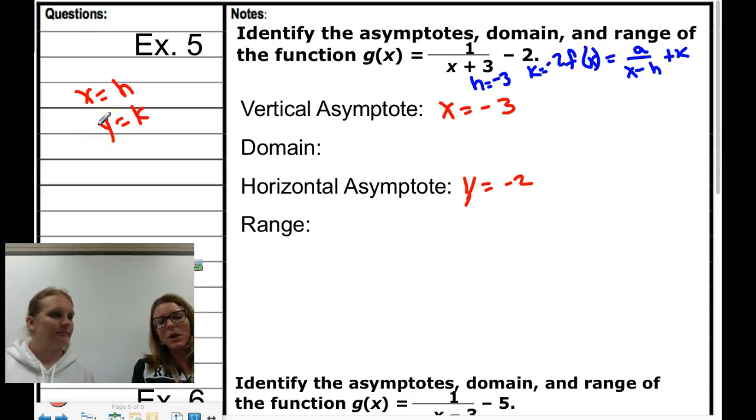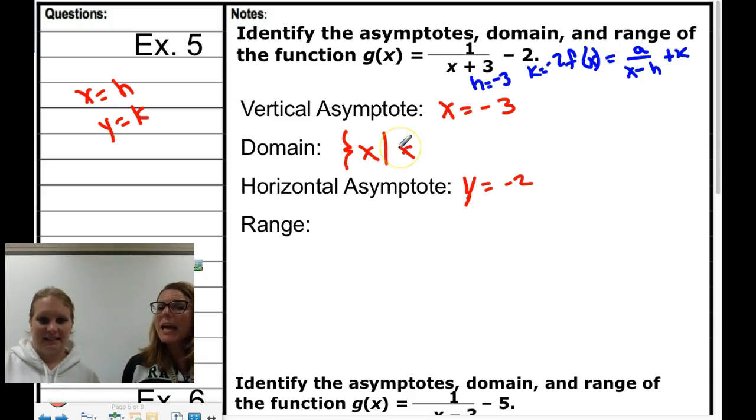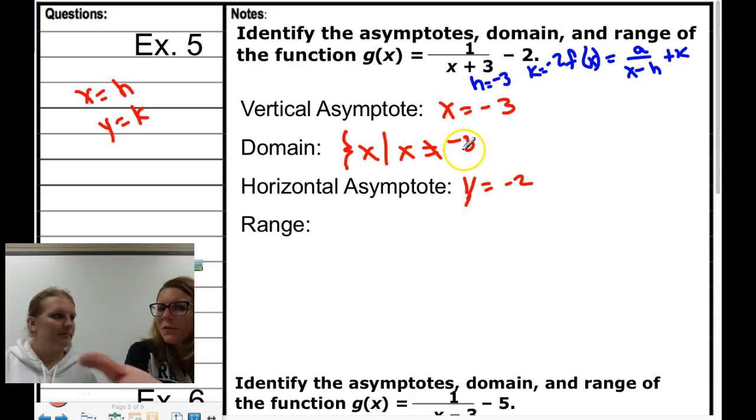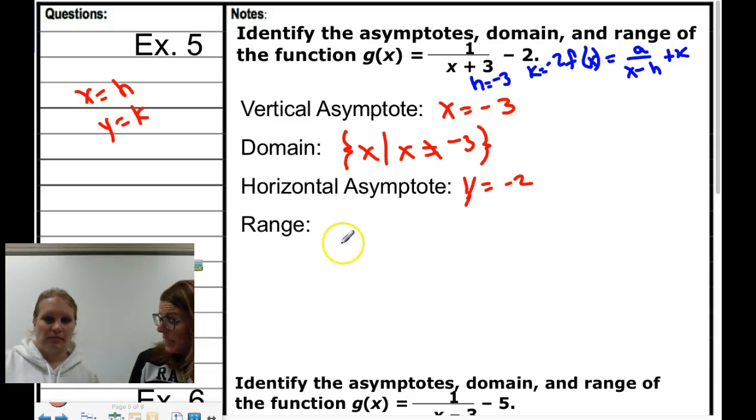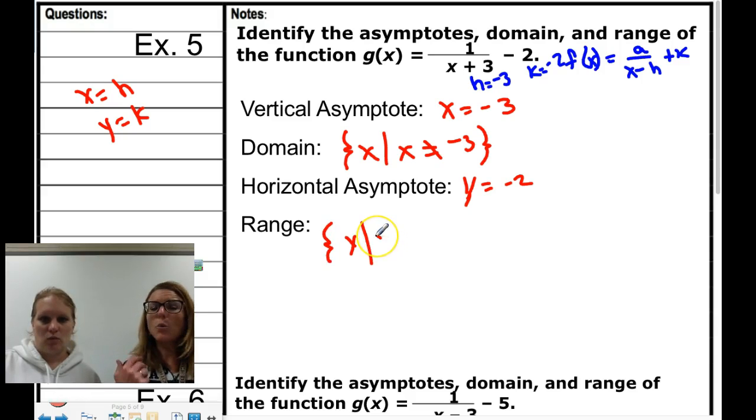I want them to get in the habit of using this notation. All right. So the domain is going to be all x such that x cannot equal -3. Great. So once you have your asymptote, your domain is really easy. And if you don't like the squiggly lines, just use parentheses too. Either one. So the range then would be all y such that y cannot equal -2.